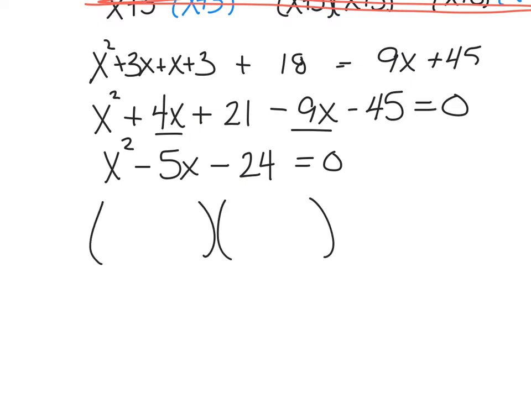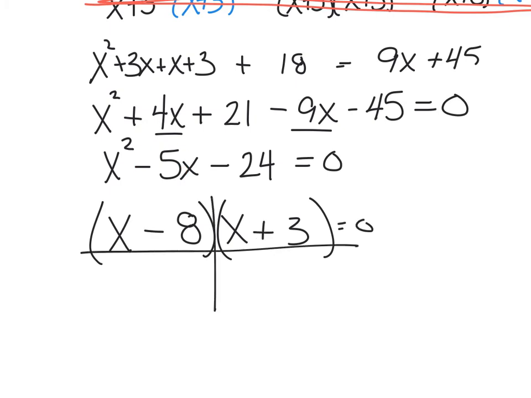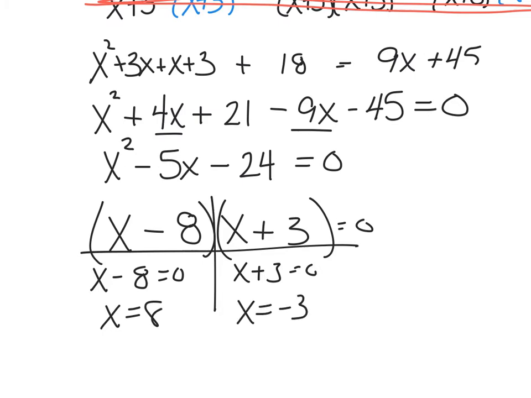So trinomial, multiply, add, multiply. I'm thinking 8 and 3, and I'm multiplying to a negative, so the signs are different. And I need to add to a negative 5, so I would say that's negative 8 plus 3 equals 0, tee it up. X minus 8 equals 0, x plus 3 equals 0. So x equals 8 and x equals negative 3.